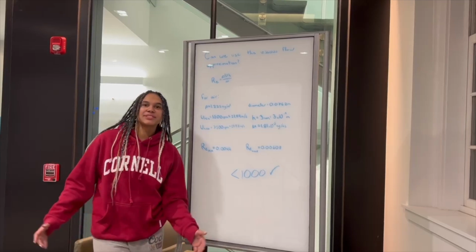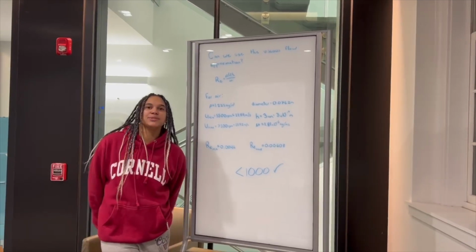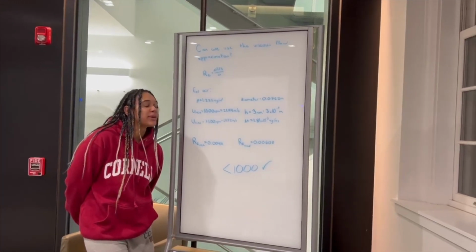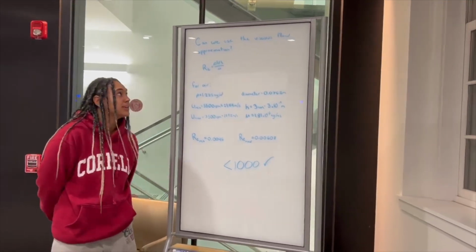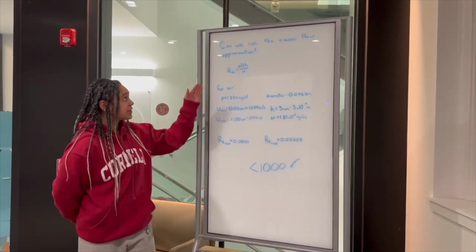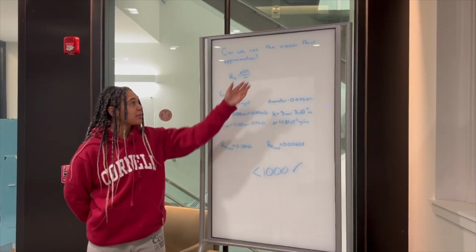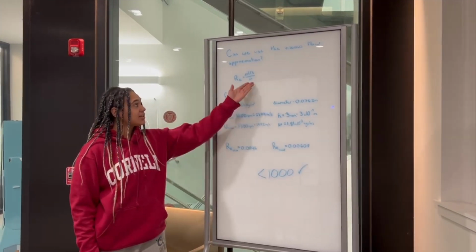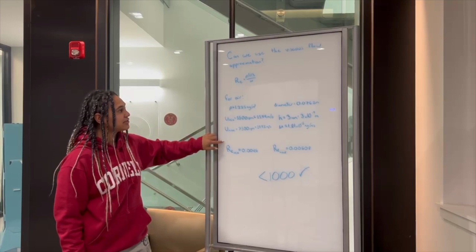Okay, so in order for us to figure out which governing equations we can use to model the system, we have to do a quick quantitative analysis for the Reynolds number in order to figure out if we can use the viscous flow approximation. So there's our equation for the Reynolds number. These are our values for air.